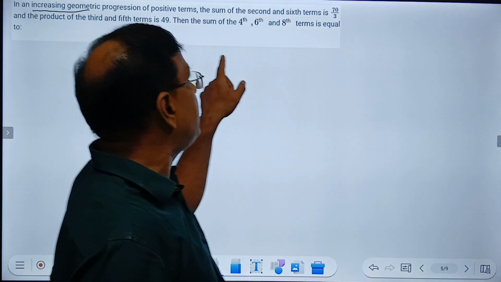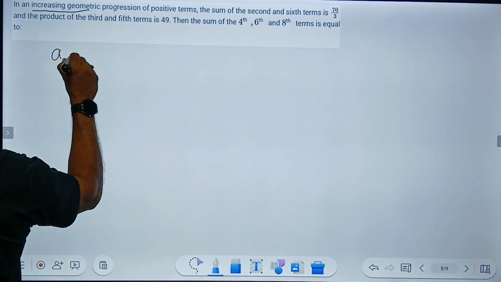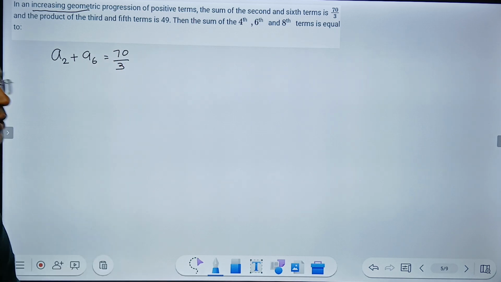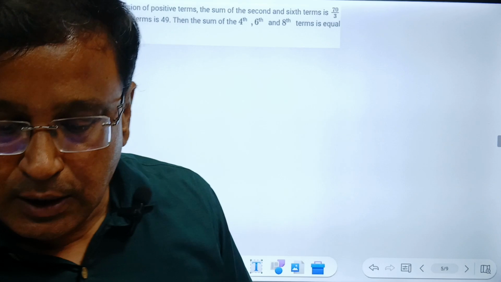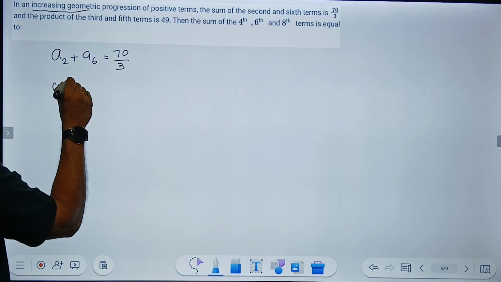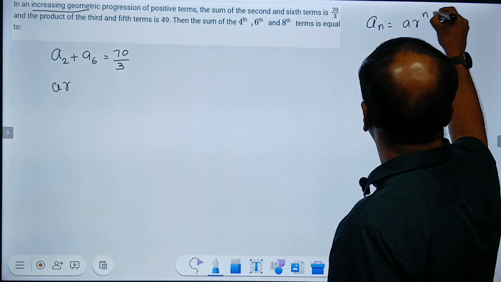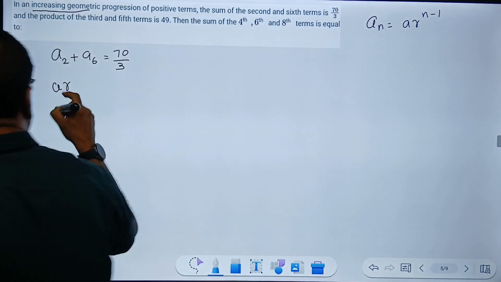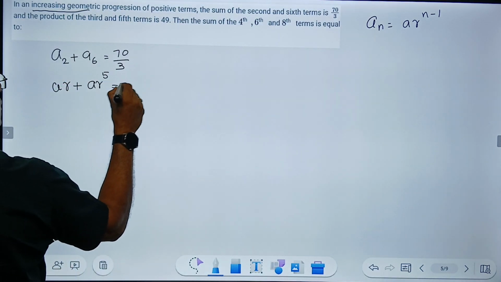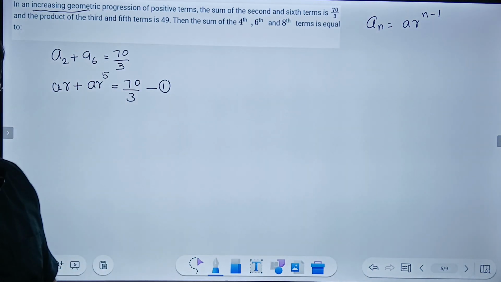And the sum of the second and sixth term is given to be 70 by 3. So first of all, let's make use of that. What is the second term? You know the nth term formula is AR power n minus 1. So here the second term will be AR. What is the sixth term? AR power 5. The sum equals 70 by 3. Call this equation 1.